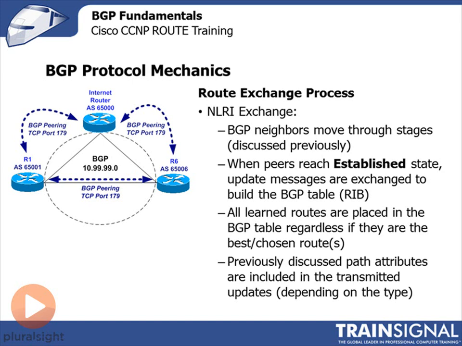All learned routes are placed in the BGP table regardless of whether they're the best routes or the chosen routes. When you do a show ip bgp command from the exec on the command line, it'll actually list all of the learned routes, even the ones that aren't necessarily considered best path. Once those are in the table, different path attributes are used in the transmitted updates depending on the type of path attributes.